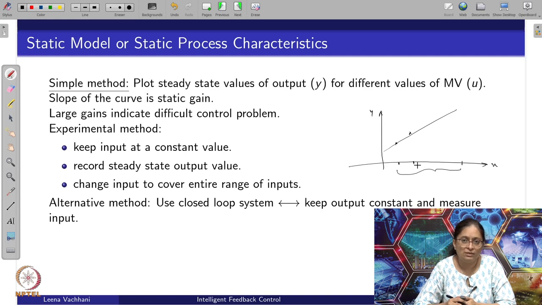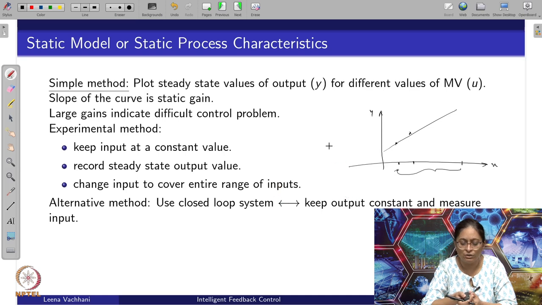Now, what happens is that when you change this value of u and get the output value y, you are waiting for the system to come to steady state. Every time you change the value of u, you wait for the system to come to steady state, and collect the value of output y. Now, this is a slow process of model identification, and that too you are still at identifying the static model. So, what has been suggested as an alternative method is to use a closed loop system.